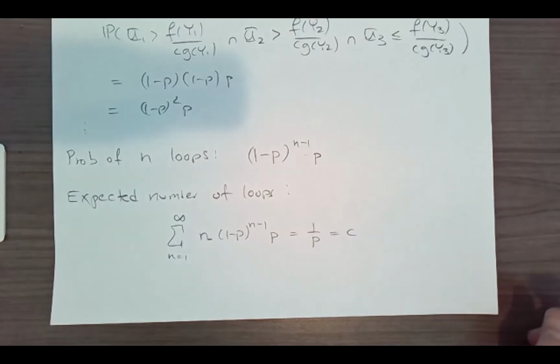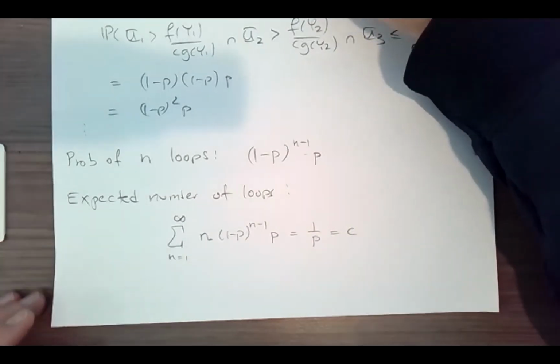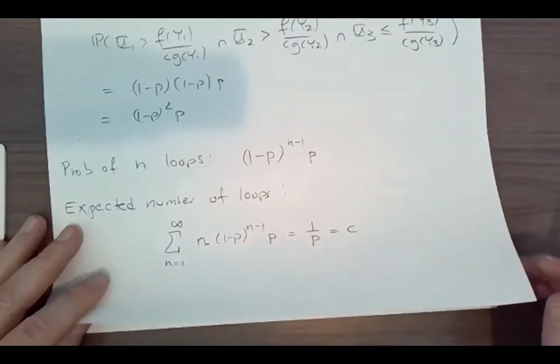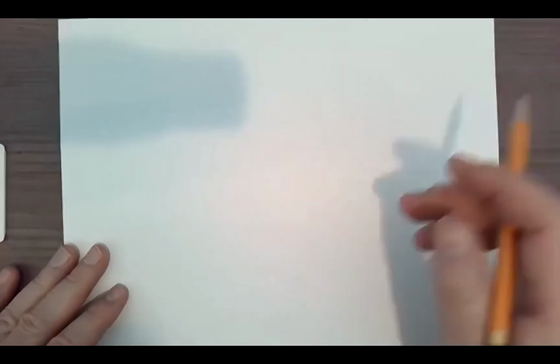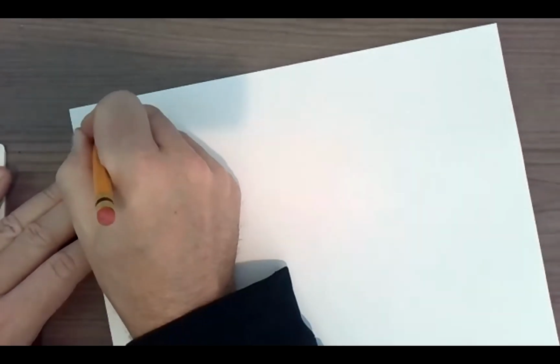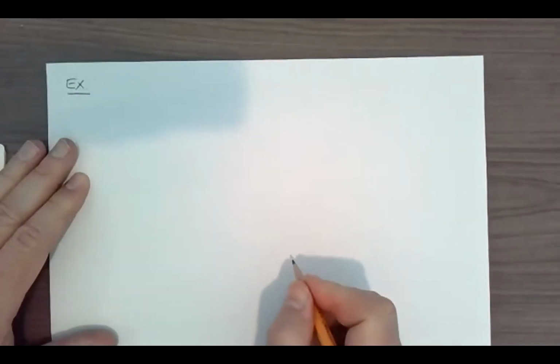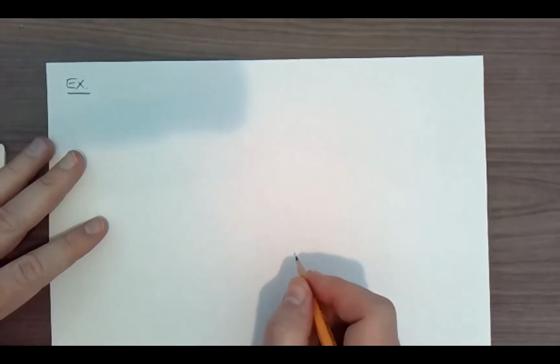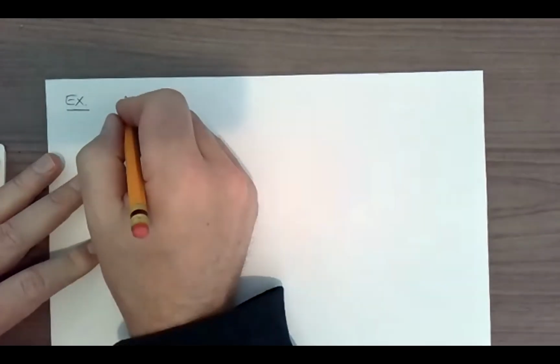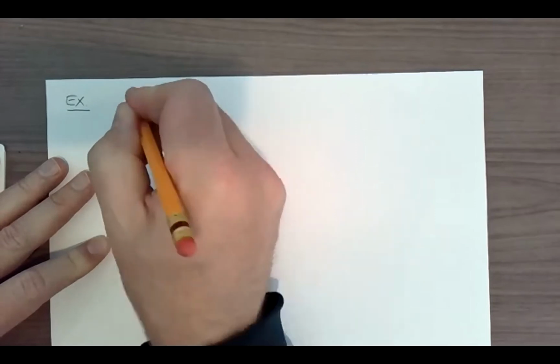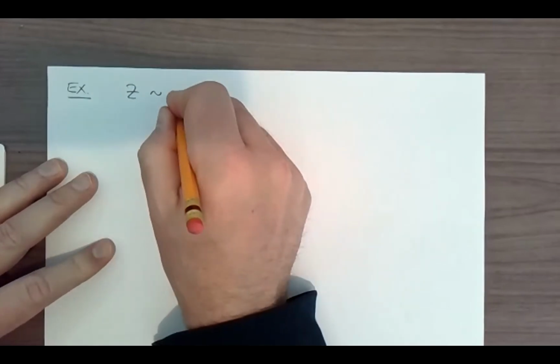Maybe if we do an example, it'll be a little bit clearer. So we try to do an example, and then we'll see exactly what this constant c here is going to be. We do an example. We're going to say Z is standard normal.